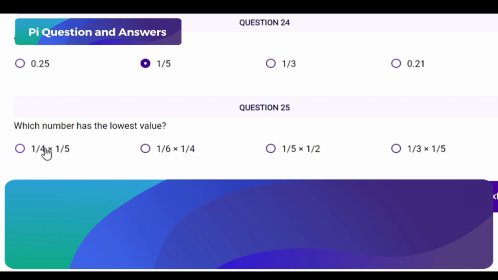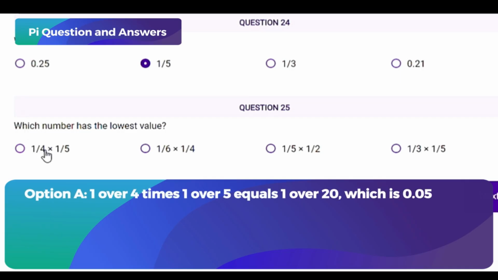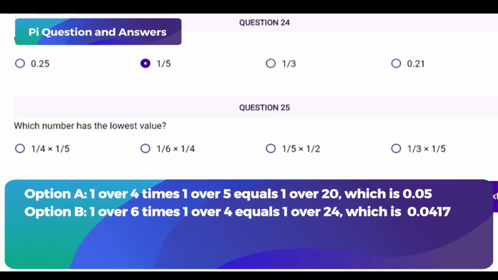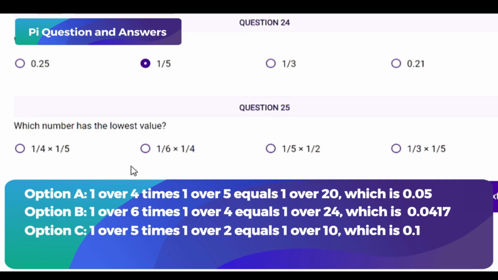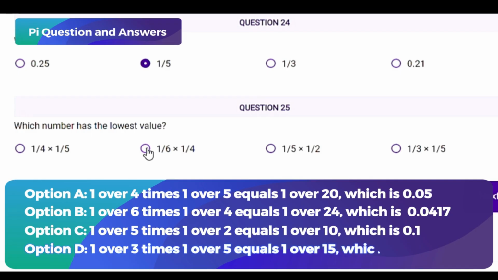Explanation of the correct answer: let's calculate each option step by step. Option A, 1 over 4 times 1 over 5 equals 1 over 20, which is 0.05. Option B, 1 over 6 times 1 over 4 equals 1 over 24, which is approximately 0.0417. Option C, 1 over 5 times 1 over 2 equals 1 over 10, which is 0.1. Option D, 1 over 3 times 1 over 5 equals 1 over 15, which is approximately 0.0667.